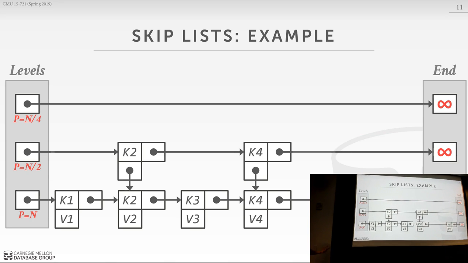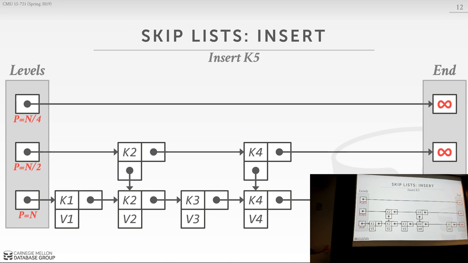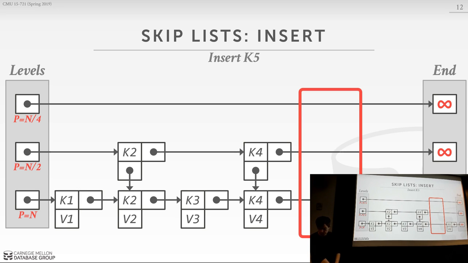All right, so let's look at an example of how to actually manipulate this. Let's say we want to insert K5 right here. The very first thing we're going to do is allocate the nodes for this new key we want to insert. So we'll flip a coin, and every single time we get heads, we continue and add it to a level. As soon as we get tails, we stop adding it. We stop going up the tower.